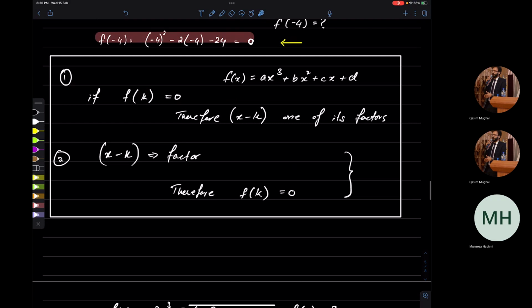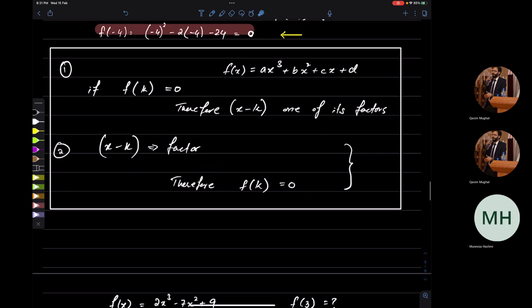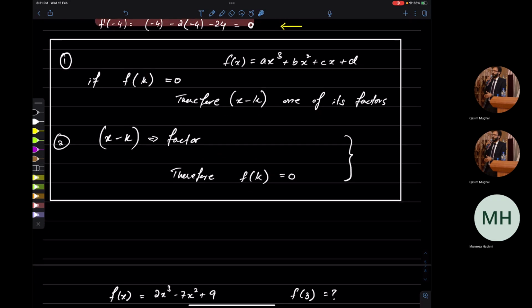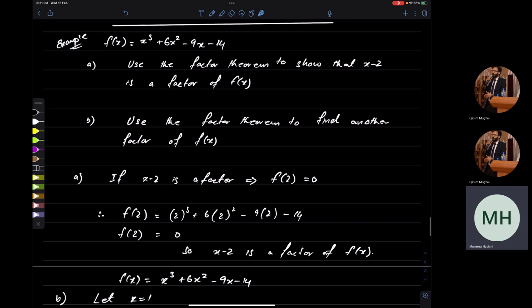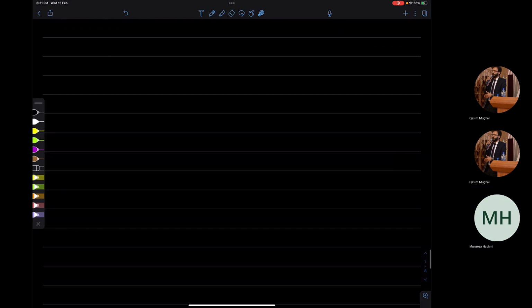Another thing, if I tell you that this is the factor of a given polynomial, from there you simply change the sign, put it in the function, and you should know that it is definitely going to give you 0. So these are the two perspectives of the factor theorem. Okay? All right. Now moving on towards the remainder theorem.